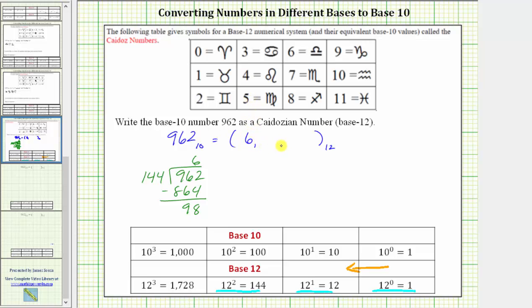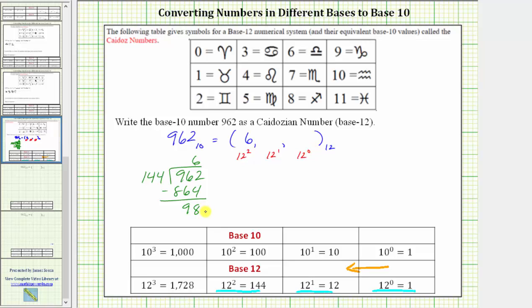So we're going to have 6, then we'll have a whole number in the 12 to the 1st or 12's place value, and a digit in the 12 to the 0 or 1's place value. Let's go ahead and record the place values below the whole numbers. We have 12 to the 2nd, 12 to the 1st, and 12 to the 0.